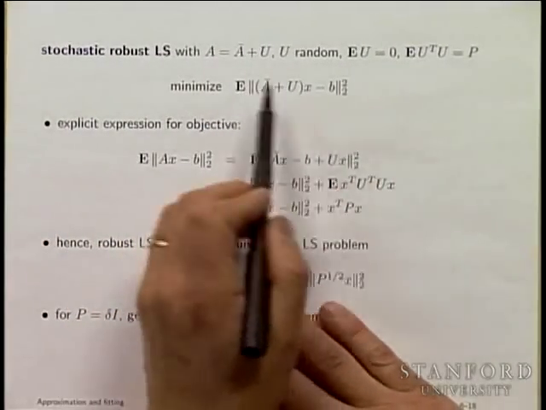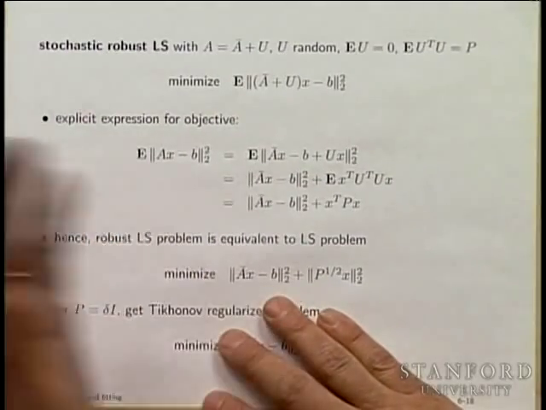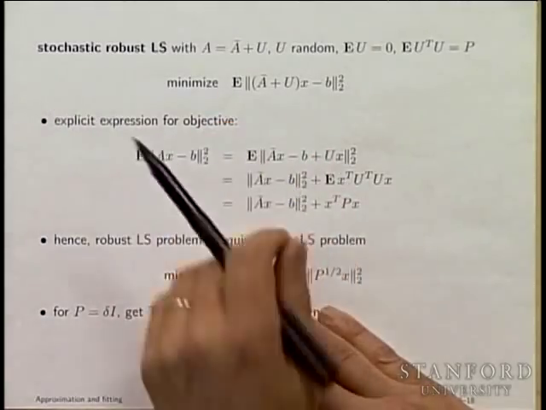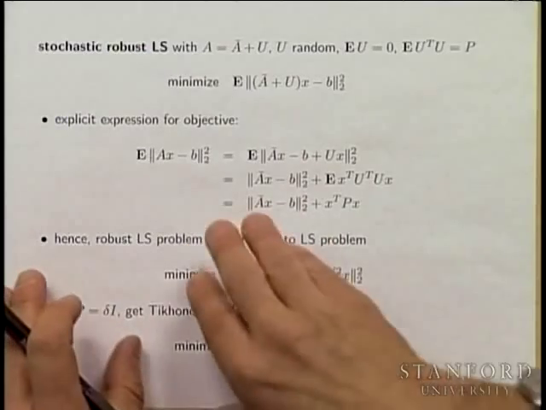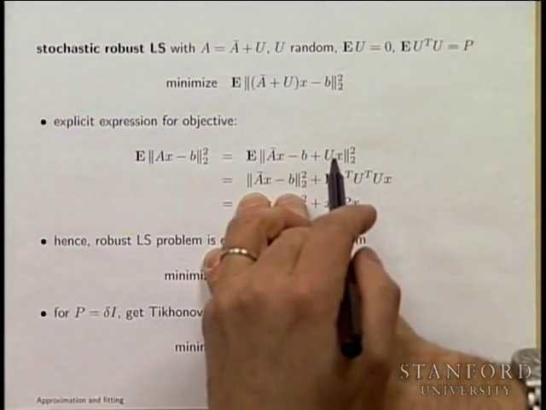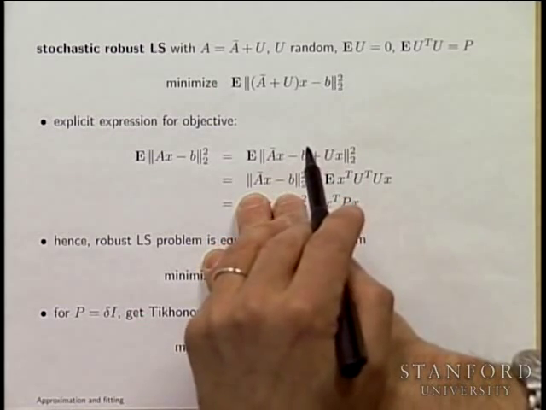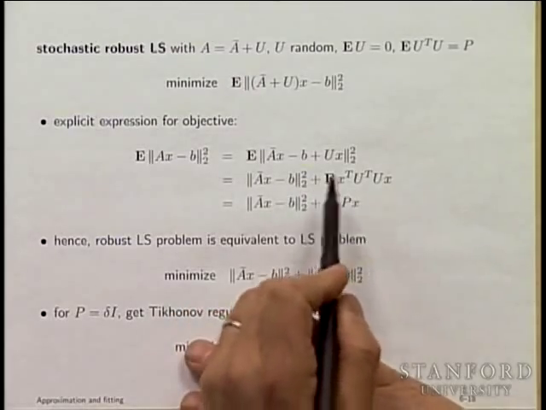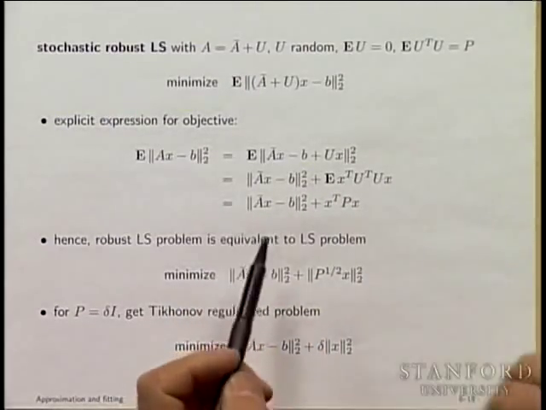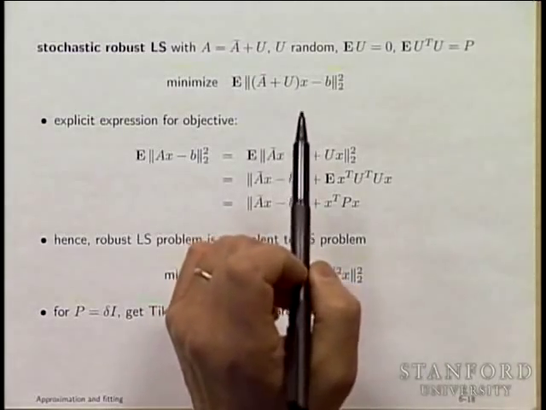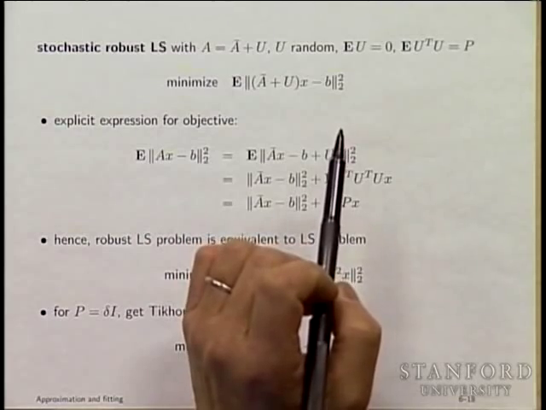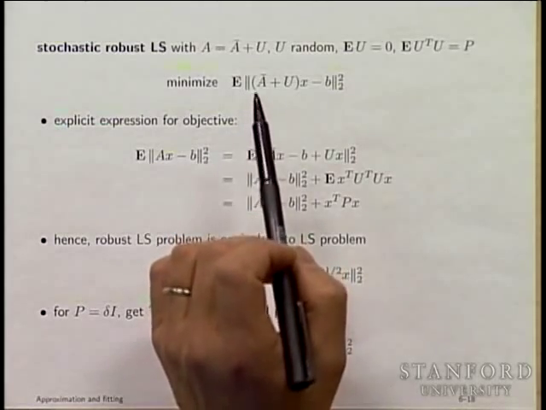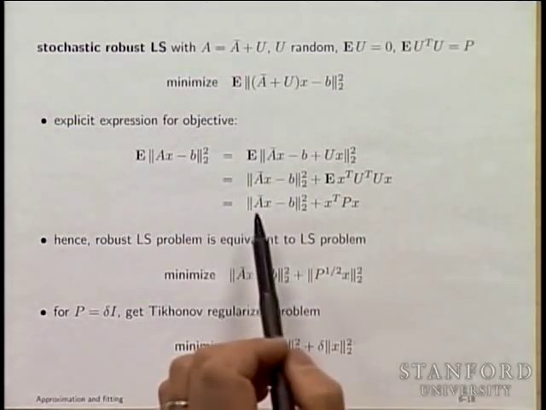If you want to minimize the expected norm squared of this, it's just algebra, which I won't even do. But if you expand this and multiply it out, you get this. There's a cross term, which is 2 times the expected value of Ux transpose times this, but the expected value of U is 0. So this cross term goes away. The expectation goes inside, and you get that. And now you see a beautiful thing: if you minimize the expected norm squared, where the expectation is over the matrix A here, then it turns into nothing but Tikhonov regularization.